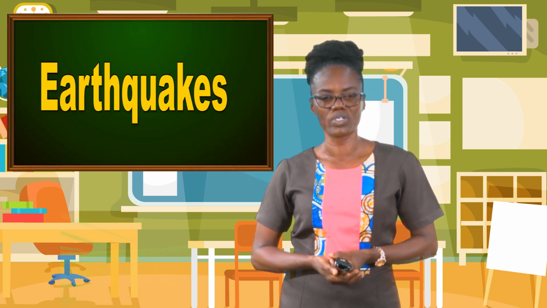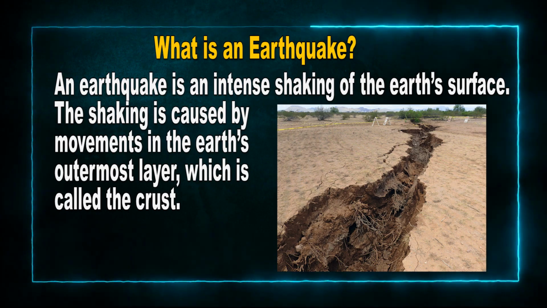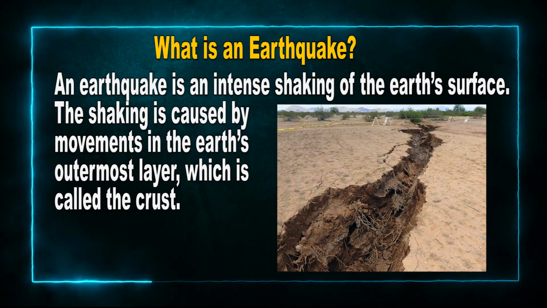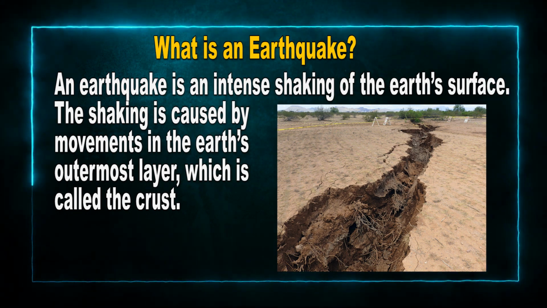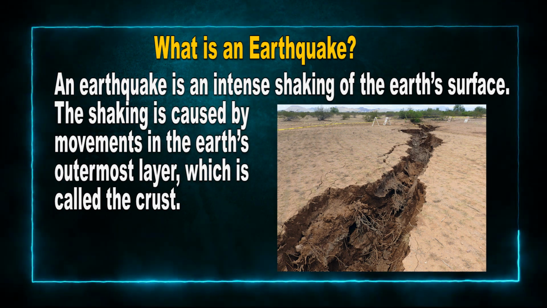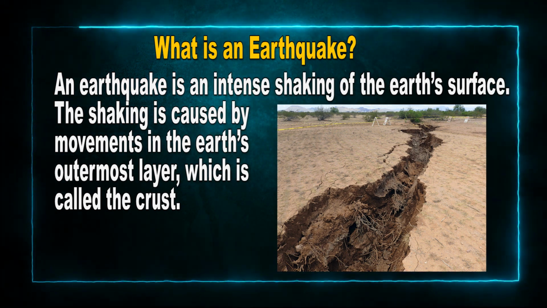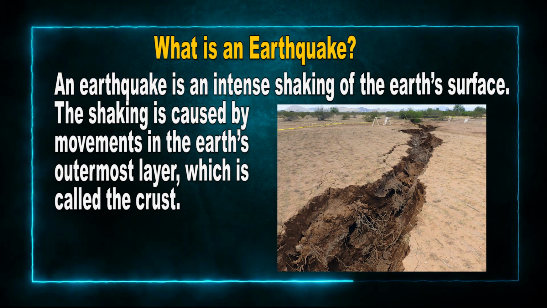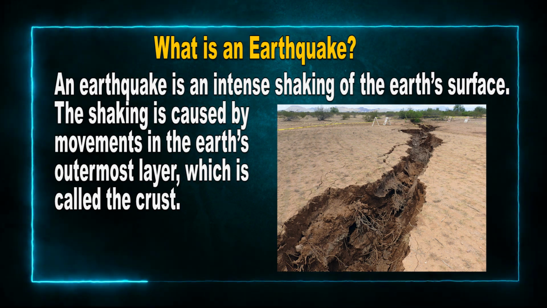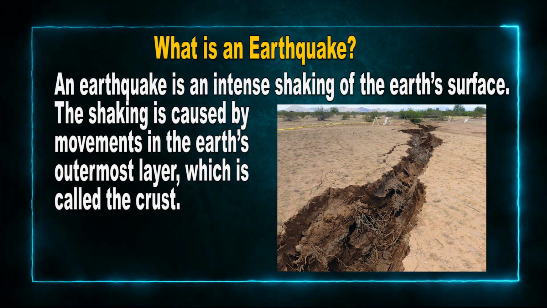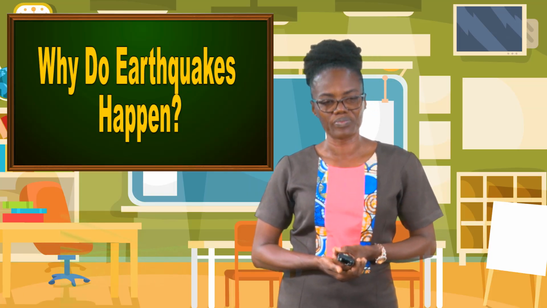The next natural disaster that we will examine is earthquake. Earthquakes. What is an earthquake? An earthquake is an intense shaking of the Earth's surface. The shaking is caused by movements in the Earth's outermost layer, which is called the crust. So in the picture, we see that the crust or the surface of the Earth has cracks, and that's evidence of an earthquake.